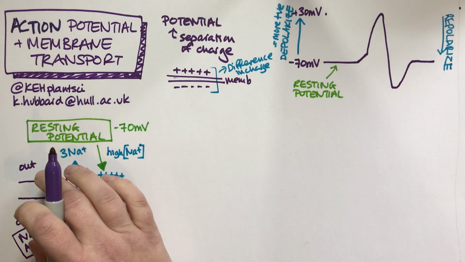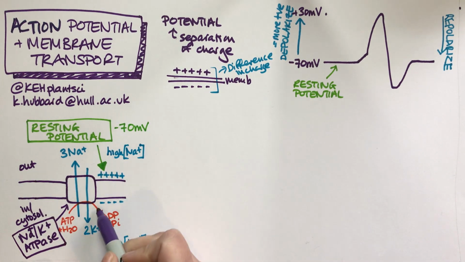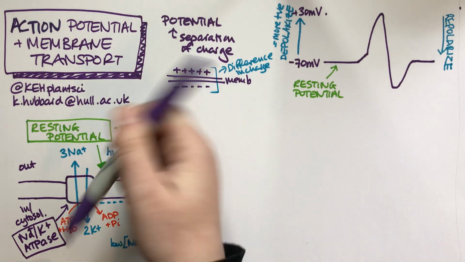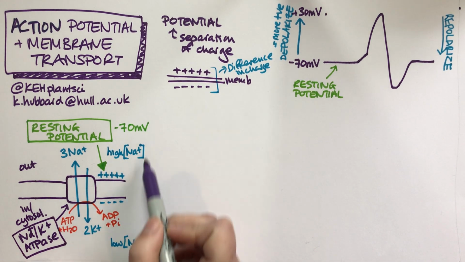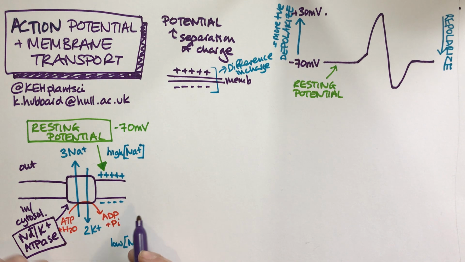If the neuron is not stimulated, that enzyme will just keep going. There will be a bit of leak current, so it kind of stabilises out. But overall, that's what the main enzyme is doing: making sure that we've got minus 70 millivolts, so we're more positive on the outside than the inside.